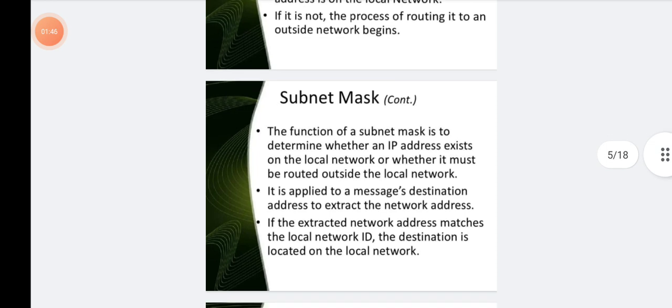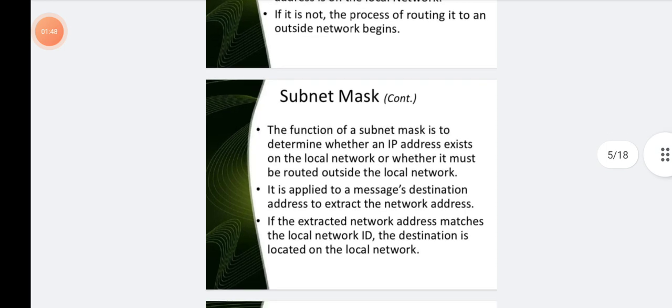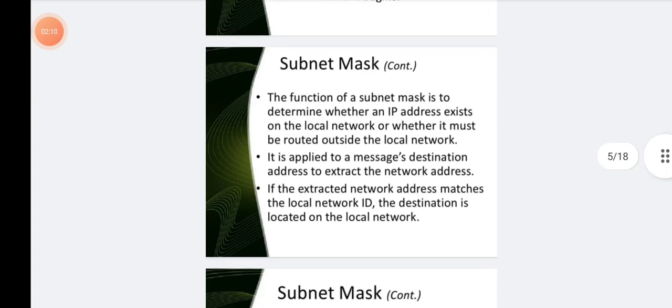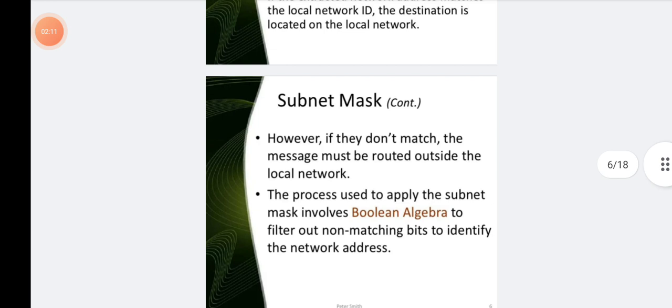Subnet mask. The function of the subnet mask is to determine whether an IP address exists on the local network or whether it must be routed outside the local network. It is applied to the message destination address to extract the network address. If the extracted network address matches the local network ID, the destination is located on the local network. However, if they don't match, the message must be routed outside the local network.